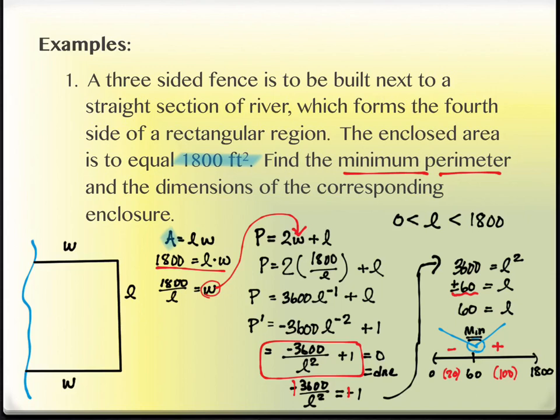I was looking for a minimum, right? Now, we have found the value for L. L is 60 to give me the minimum, but we need to make sure we answer the question asked. What was the question asked in this problem? Minimum perimeter. Have I found the minimum perimeter? No. And it's actually asked me two things, find the minimum perimeter and find the dimensions. So I haven't found either one of those things yet. I have found part of the dimensions.